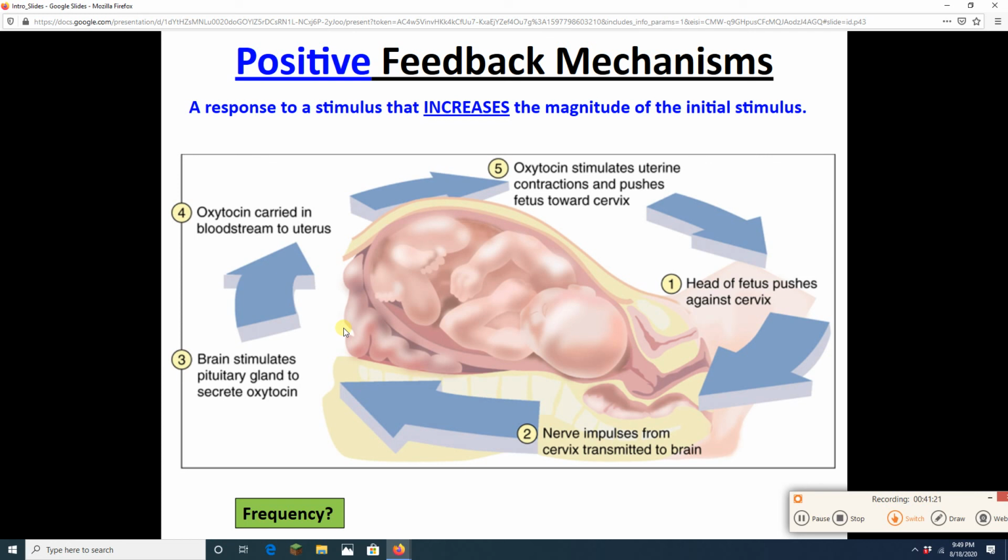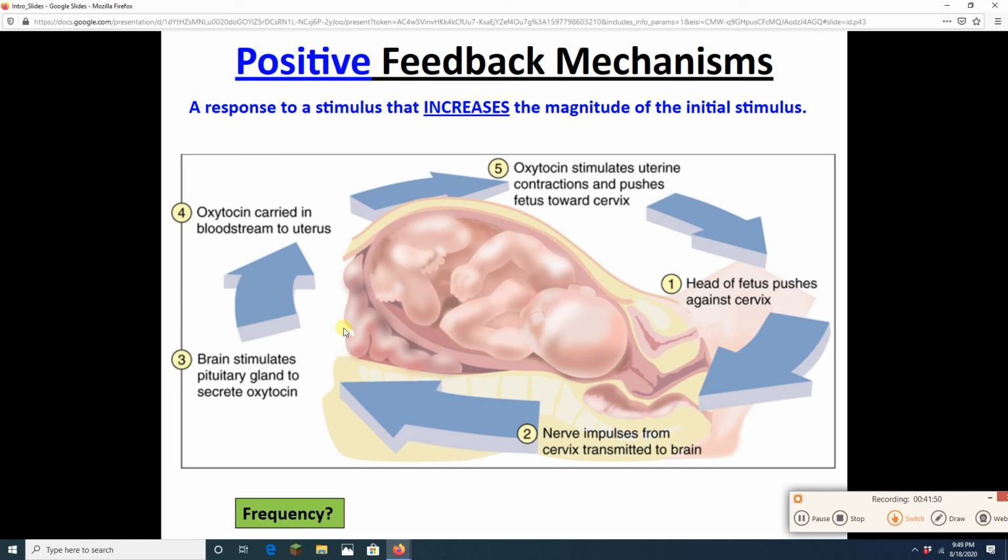Remember, negative feedback is where the response offsets, goes in the opposite direction of the initial change. Positive feedback is where the response increases the original change. So something goes up, and positive feedback makes it go up more and more. Or if something went down, positive feedback makes it go down and down and down.